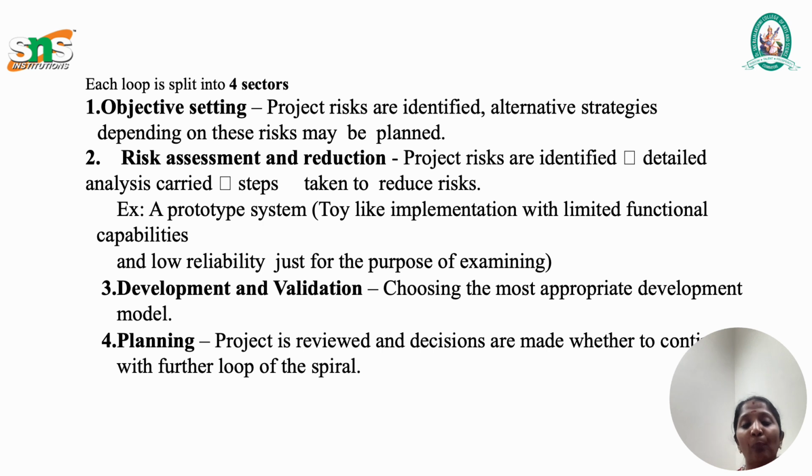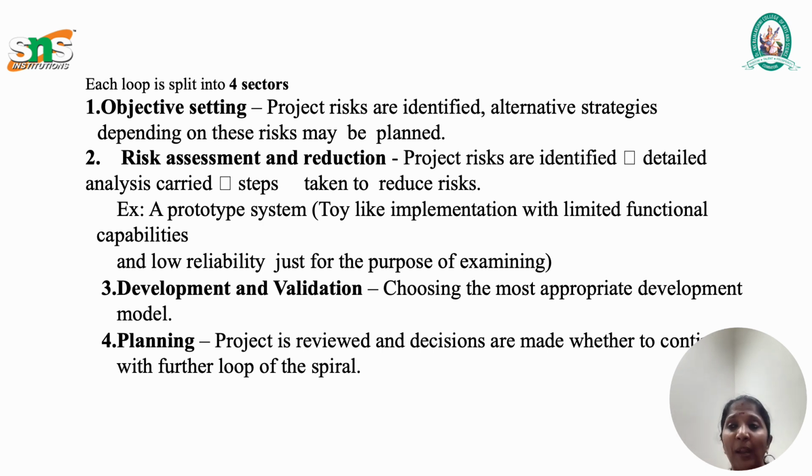That means, in order to build one product, it is not built in bulk. We make one sample prototype, and based on the problems that may come up with it, we build the bulk one. That comes under risk assessment and reduction. Next, development and validation. Based on the proper identification of how to overcome the risk, you choose the appropriate option, because to overcome the risk you have to minimize it. Here you develop and validate which one will be best. The last one is planning. Based on the review and the decision we take, we proceed. So in each loop, we minimize the errors.